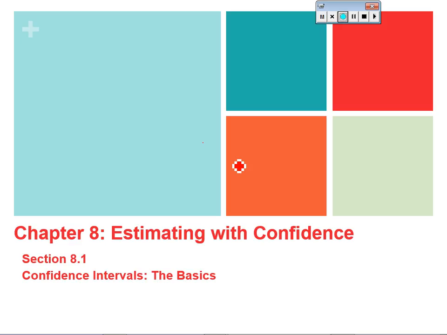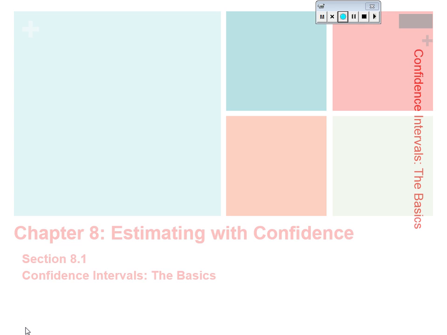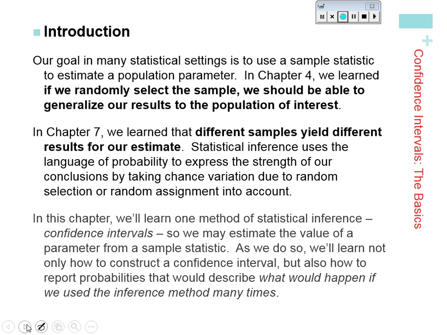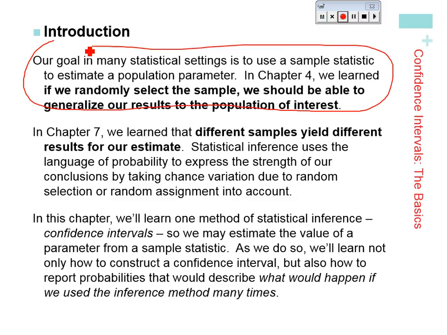So in Chapter 8, one of the things that we're going to start to look at is what's known as a confidence interval. Some basics here. In just looking at this first paragraph, our goal in many statistical settings is to use a sample statistic to estimate a population parameter.